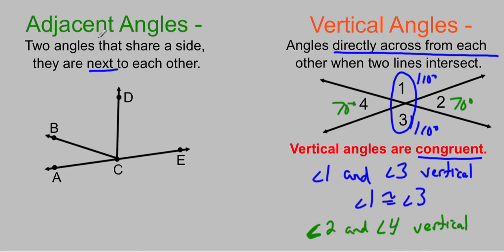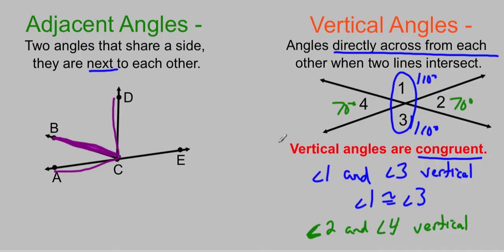Let's go back to our adjacent angles. Two angles that share a side. They're next to each other. So think of it as this angle here and this angle here. They share this common edge, so we call those adjacent angles. They're next to each other. Think of them as they're touching. They share a side.